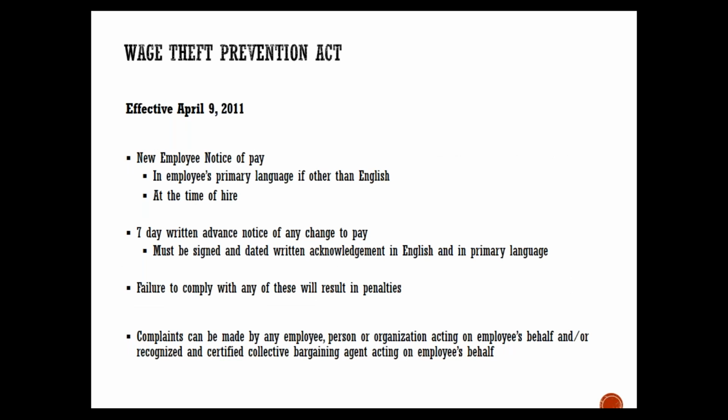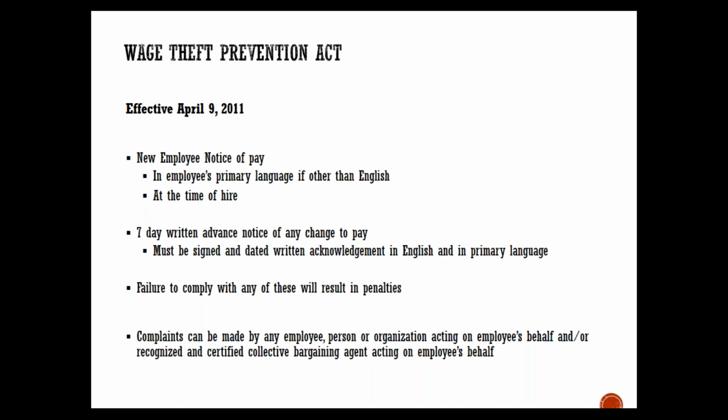So in April of 2011, New York State came out with the Wage Theft Prevention Act, which was an offshoot of the Fair Labor Standards Act. And it required employee notice of pay in their primary language if it was other than English and at the time of hire. And it had to include very specific things. It had to include their pay, how much they were going to make, their hours worked, the name of their employer, their job title, and everyday items that should be in an offer letter.